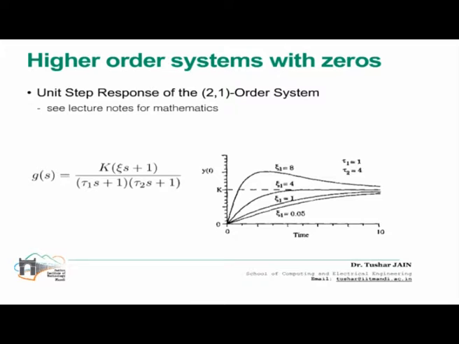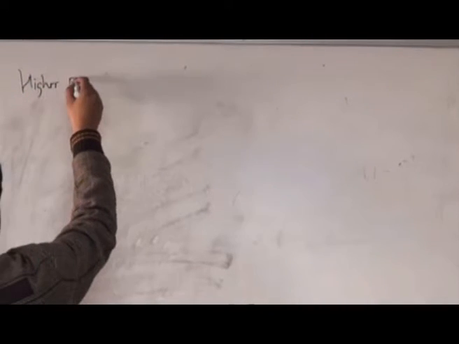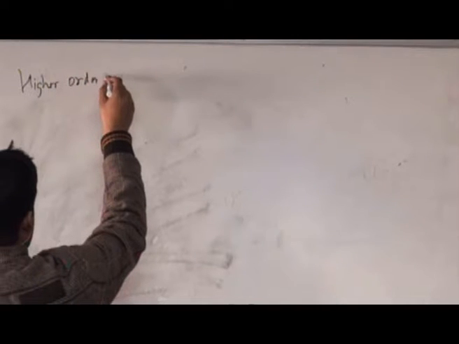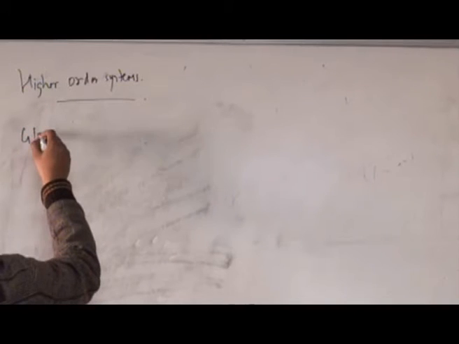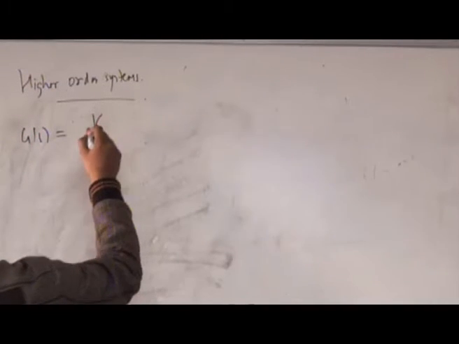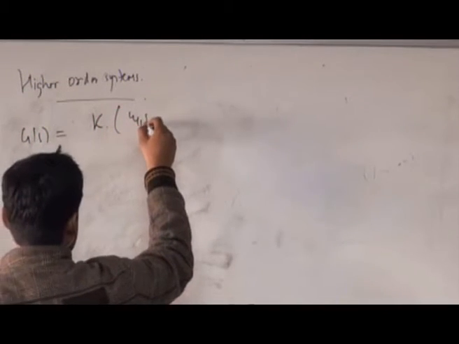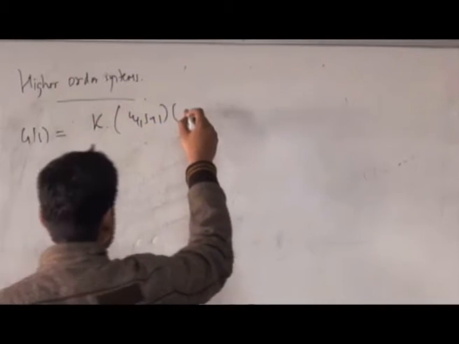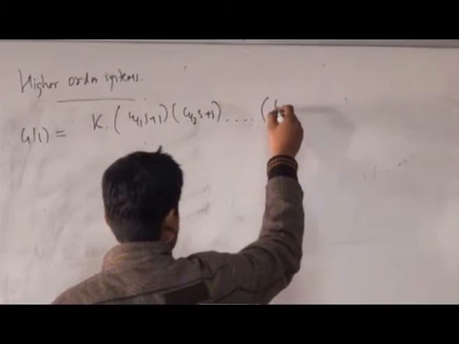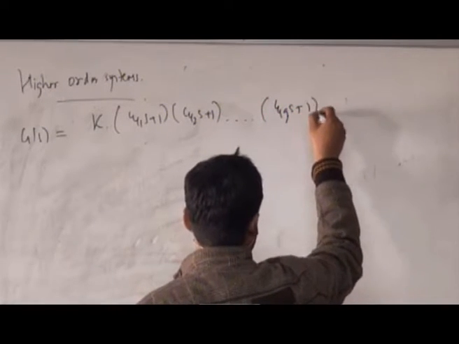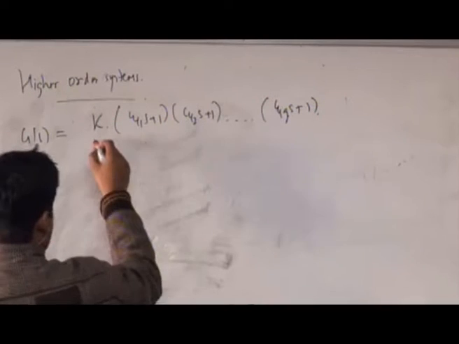Now coming on to the higher order systems. First of all, what do you mean by higher order? Such a higher order system can generally be represented in this form, where you have a transfer function, the steady state gain k. This is q in the subscript.